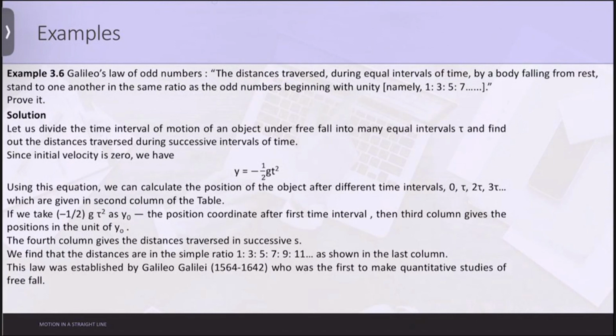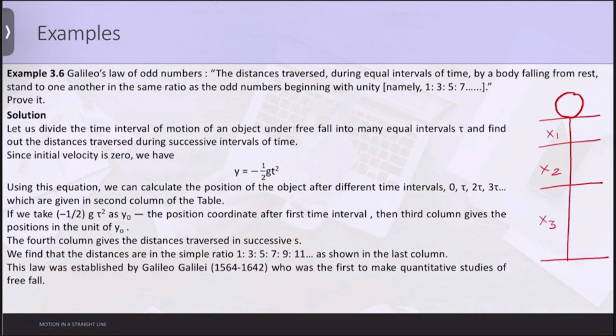Let us divide the time interval of motion for an object under free fall into many equal time intervals tau. What is basically happening? This was a ball, and let us say that in some time interval it reached here. Let us divide the time into equal intervals like this. This was tau, this was tau. The actual representation is something like this: this is your x1, x2, x3. As the acceleration acts downward, the velocity is increasing, so the displacement will also increase, because the time period is constant.